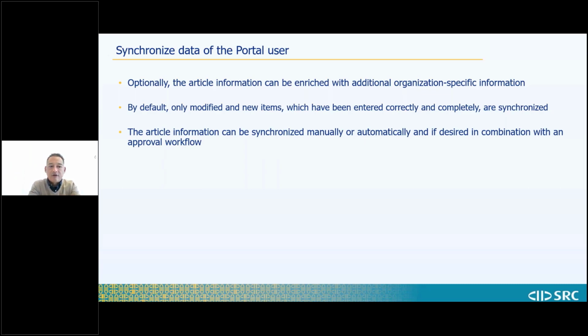And as already mentioned, the article information can be synchronized manually or automatically, and if desired, in combination with an approval workflow. So once you logged into the portal catalog, it's possible to make sure that you need to manually synchronize. But if needed, we can also make it a scheduled task so that it will be done automatically for all new and modified items which are correct and complete.